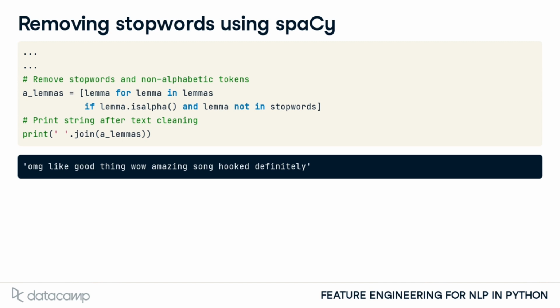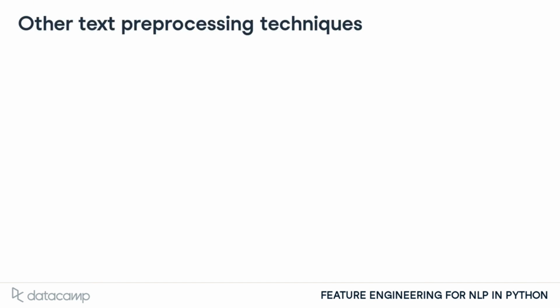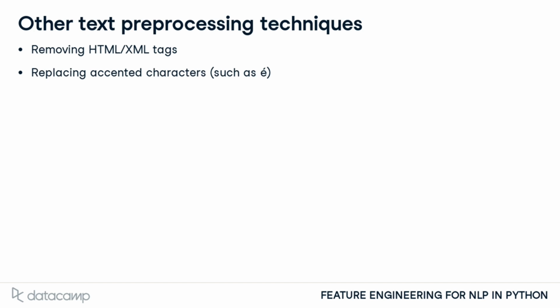Always exercise caution while using third-party stop word lists. It is common that an application finds certain words useful that may be considered a stop word by third-party lists. It is often advisable to create your own custom stop word lists. There are other preprocessing techniques that are used but have been omitted for the sake of brevity. Some of them include removing HTML or XML tags, replacing accented characters, and correcting spelling errors and shorthands.